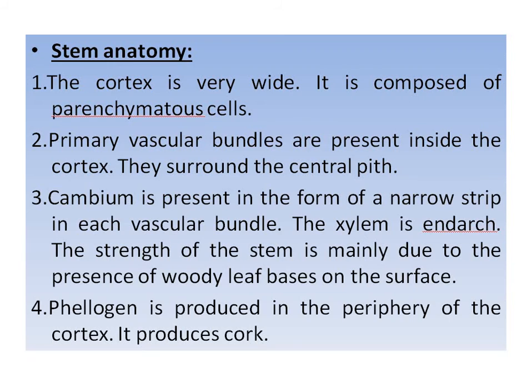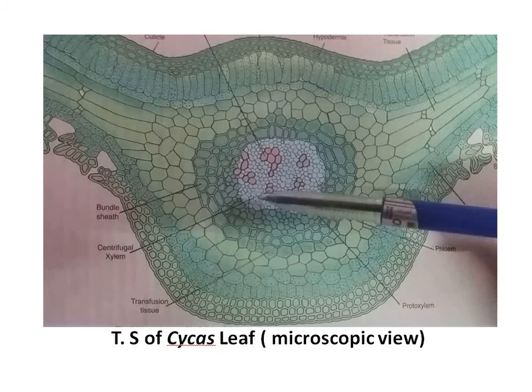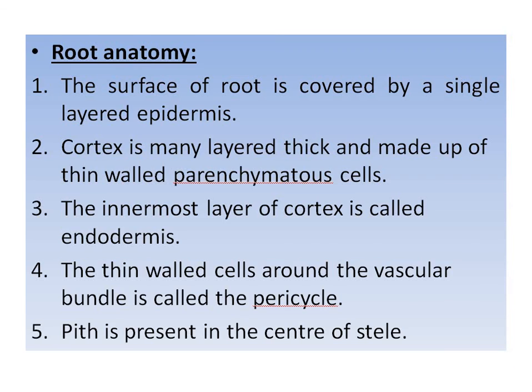Cambium is present in the form of narrow strips in each of the vascular bundles. The xylem is endarch. The strength of the stem is mainly due to the presence of woody leaf bases on the surface. Phellogen is produced in the periphery of the cortex. It produces cork.